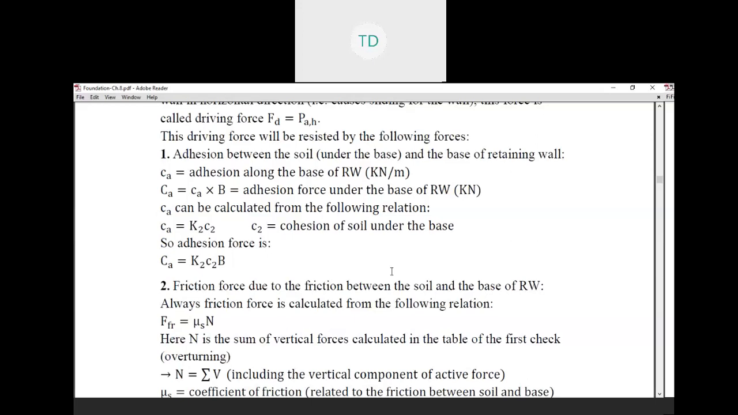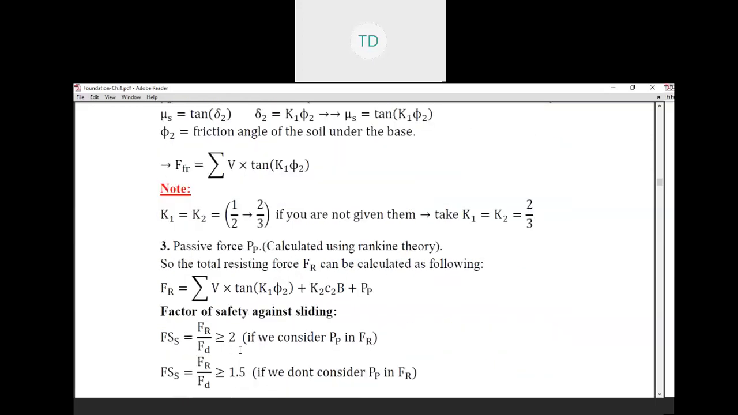Here is the check for factor of safety against sliding. We need FSS is equal to FR divided by FD, not less than 2, if we consider PP in FR. If we do not consider PP in FR, FSS is equal to FR divided by FD, not less than 1.5.